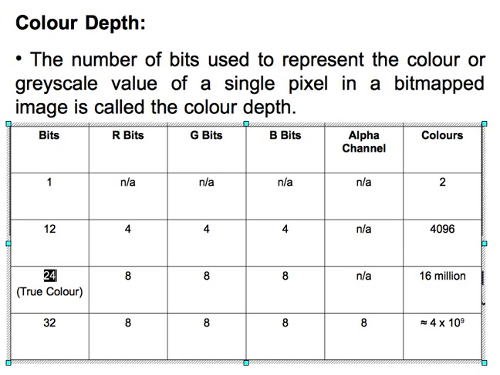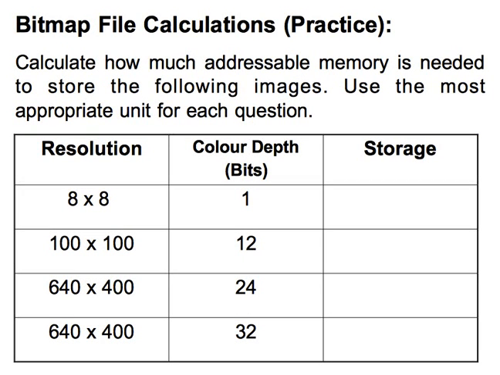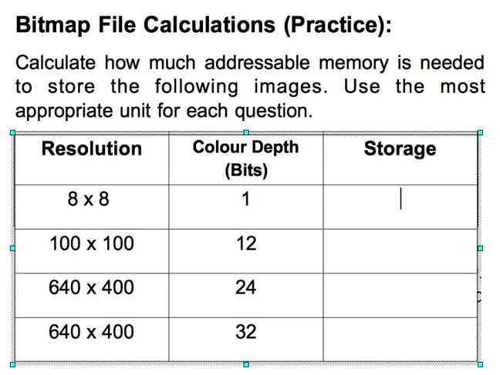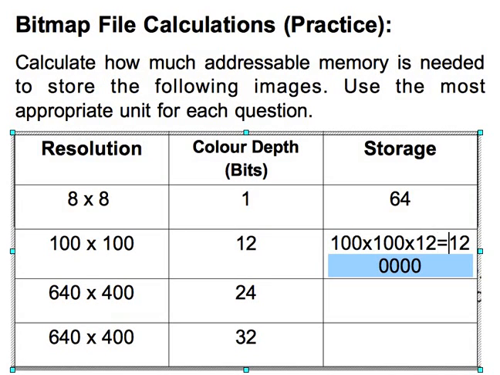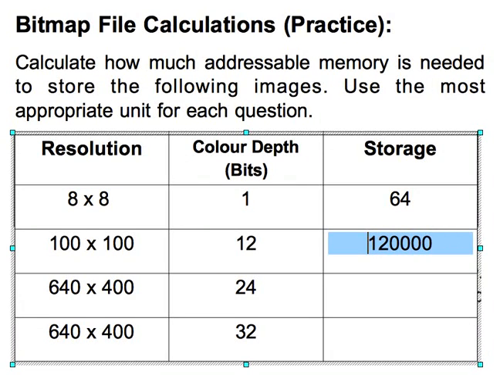Well, let's work that out. So 8 times 8 with a color depth of 1 will be 64. But 100 times 100 is going to be 100 multiplied by 100 multiplied by 12 bits, which, if my maths serves me correctly, which it probably won't, is going to be 120,000 bits. So if you want to put that into bytes, you divide that by 8, which will give you the number of bytes, and then if you divide it by 1024, that will give you the number of kilobytes.